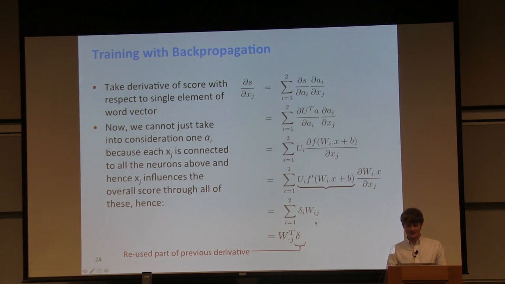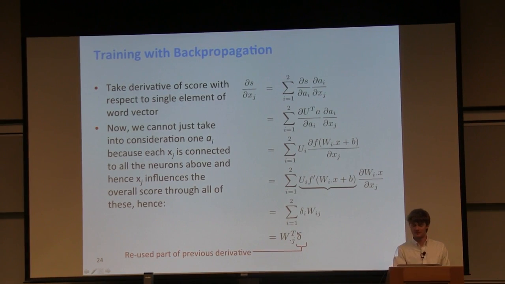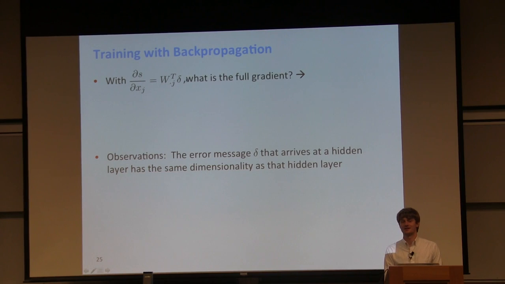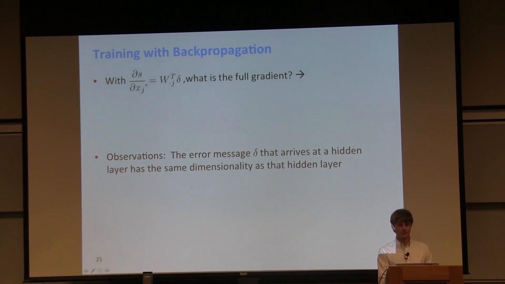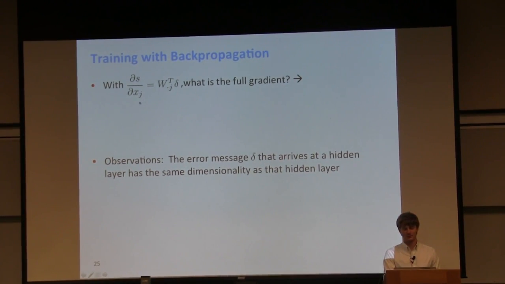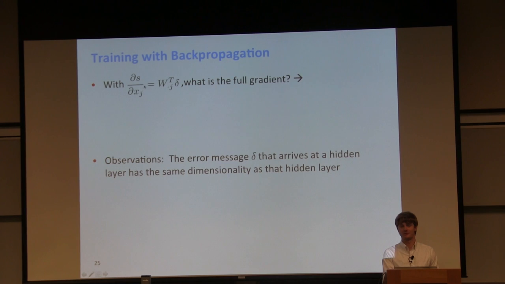So now the amazing thing is we were able to compute the derivatives with respect to x using that same delta that we used in the computation before. All we had to do was multiply it by this W. Now, this was just for one of the elements of our window x. What should we do to get the whole gradient with respect to x1, x2, and x3?